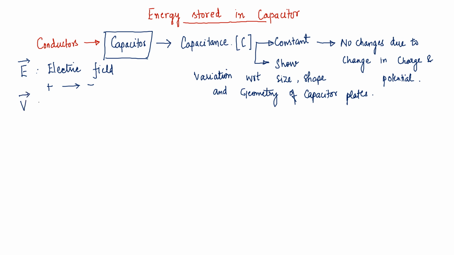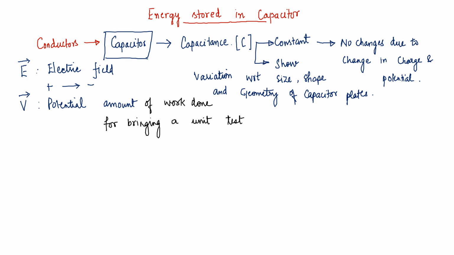Then we read about the potential. Potential is the amount of work done for bringing a unit test charge from infinity to point R, any point which we have defined so far. That is potential.